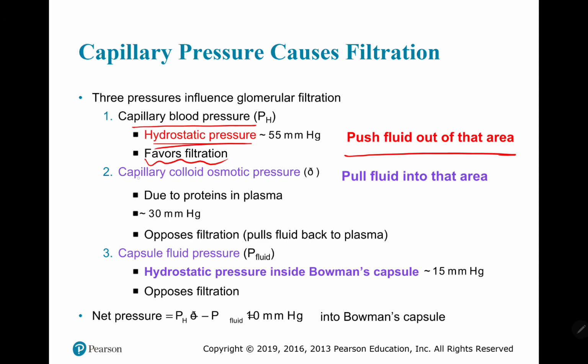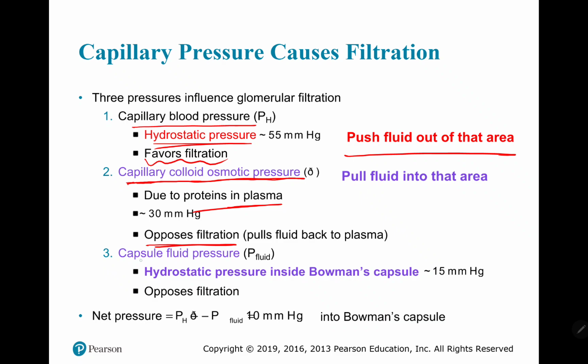But then we have the capillary colloid osmotic pressure. And that osmotic pressure is a pulling force. So you're pulling fluid into the blood vessel due to those plasma proteins, right? And if you're pulling fluid into the blood vessel, obviously that opposes filtration, right? Because it's pulling that fluid back into the plasma, okay?